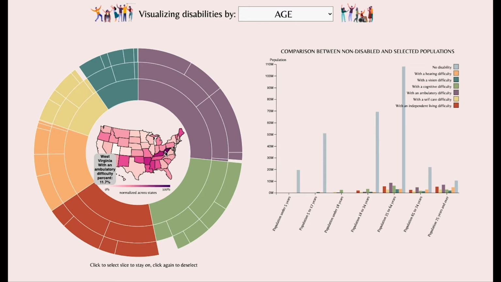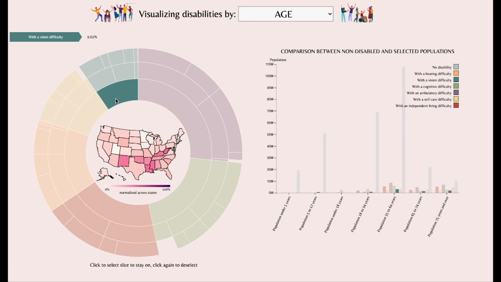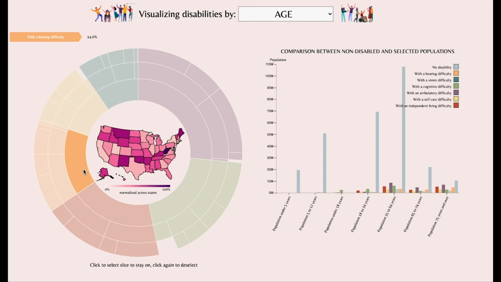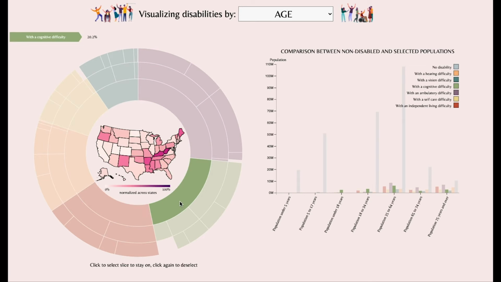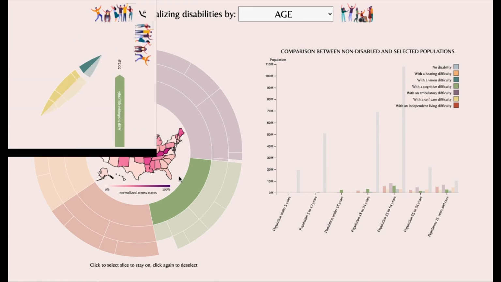With 2 tips that provide details on demand, we can see that West Virginia has the highest percentage of people with ambulatory difficulties, with 11.7% among the population. By clicking on other slices, we can also see that West Virginia in general has a high percentage of people with disabilities. With this information, relevant agencies might want to look into the reasons behind it.